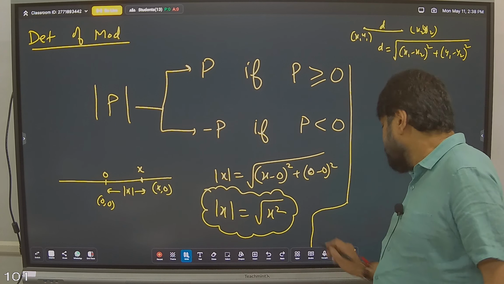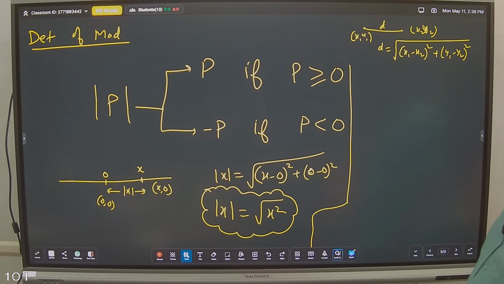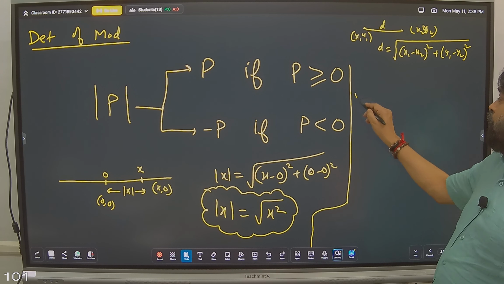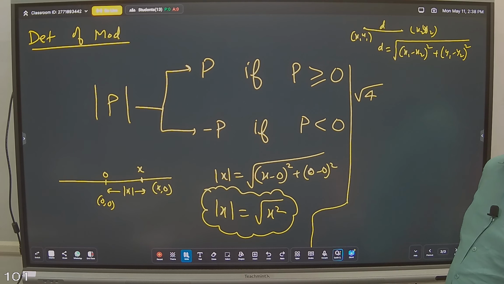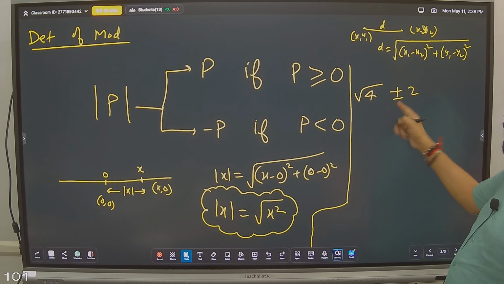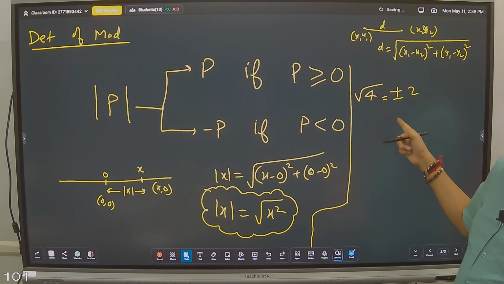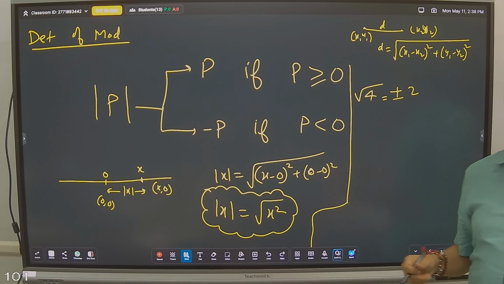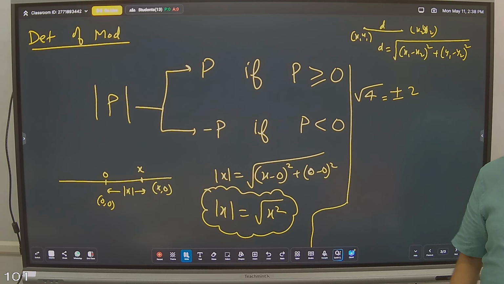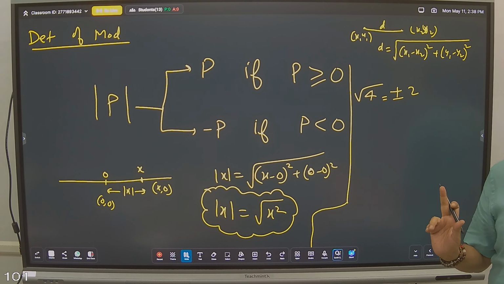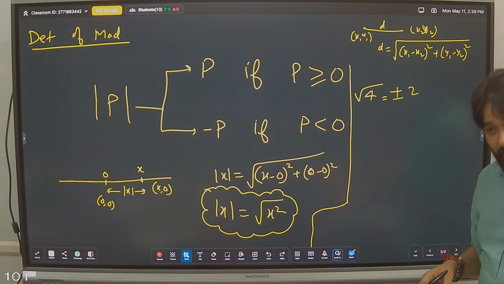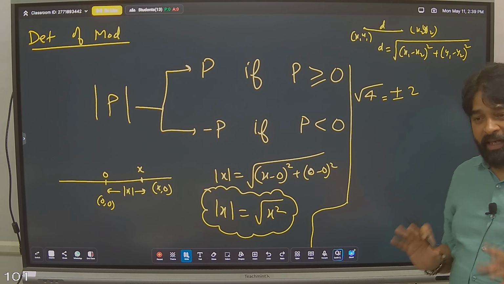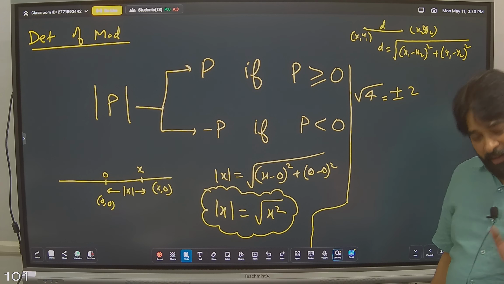How much wrong concept we are having till now before learning the mod? What is the value of root 4? Plus minus 2. How many people agree with this answer? Anybody disagree? No, don't use just now what you learned. Till now what you are saying. Correct?